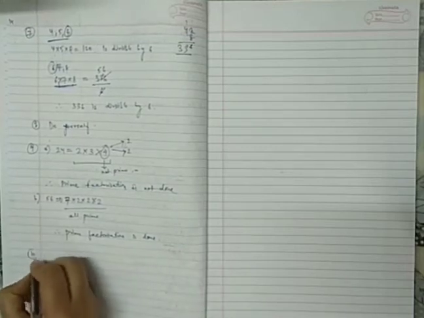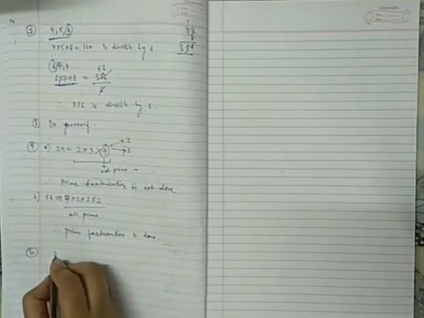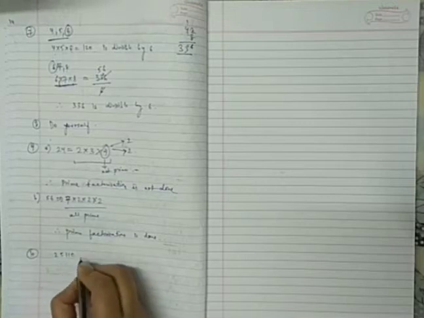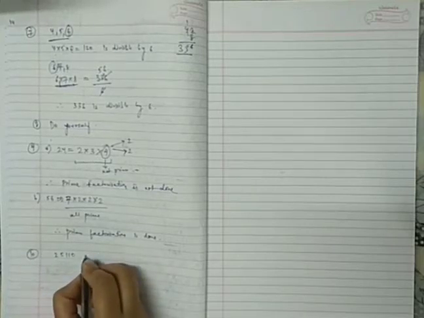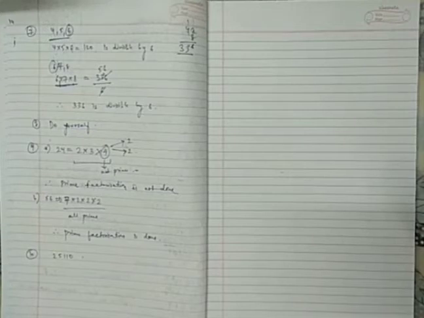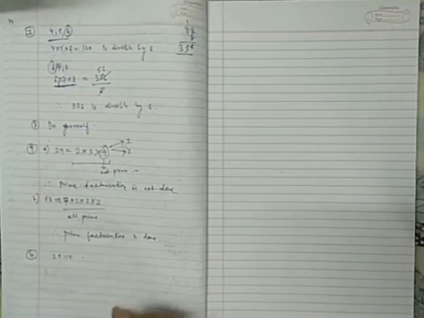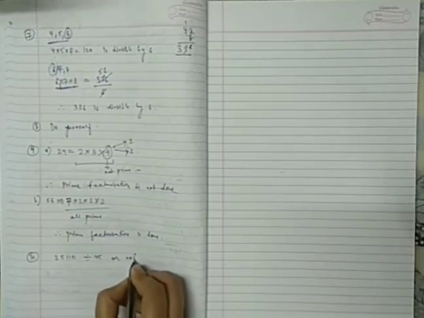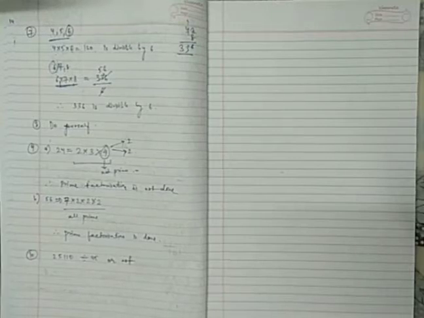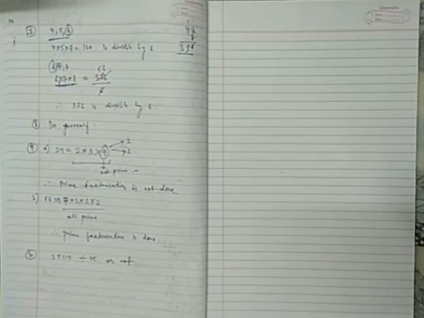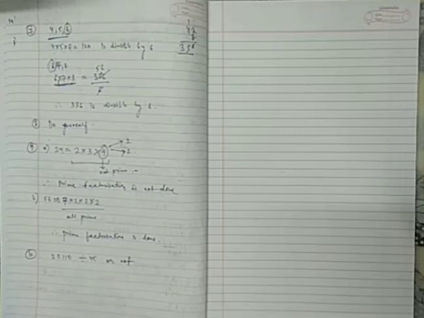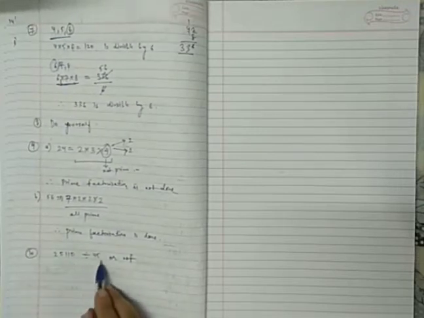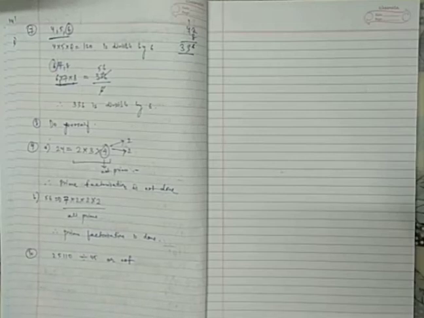Question number 10: is the number 25110 divisible by 45 or not? So how will you do this? Easy way is to divide this number directly by 45. If you get the remainder as 0, then it is divisible, but it is difficult to divide this big number. Already 45 is also a big number, so how will you do it?